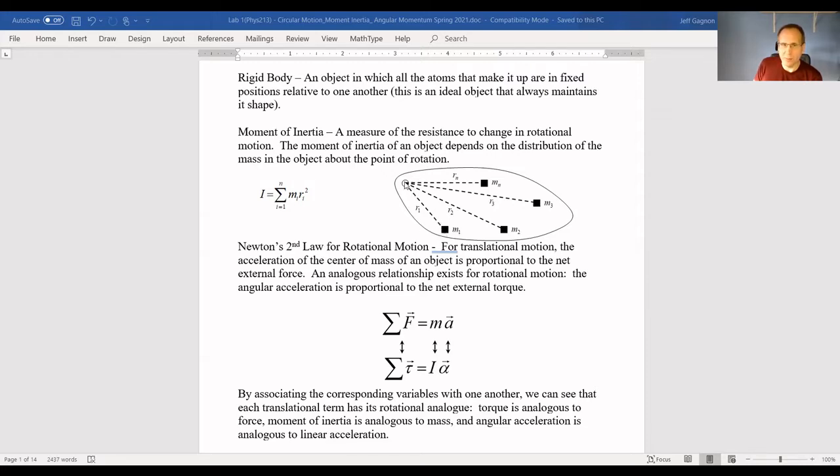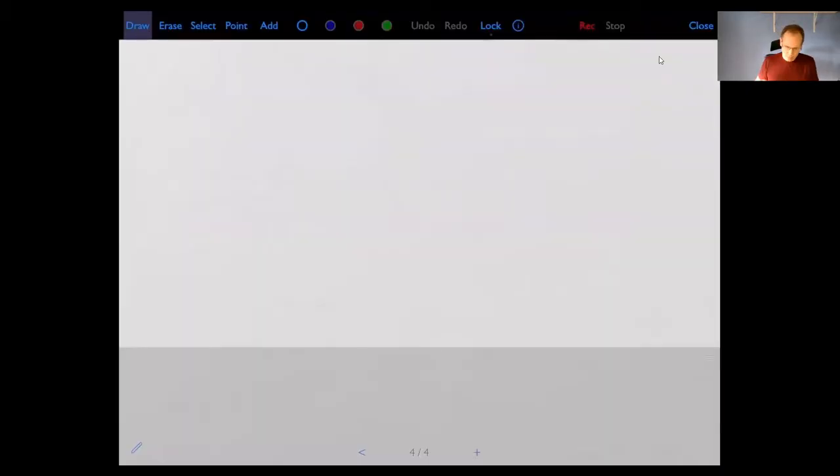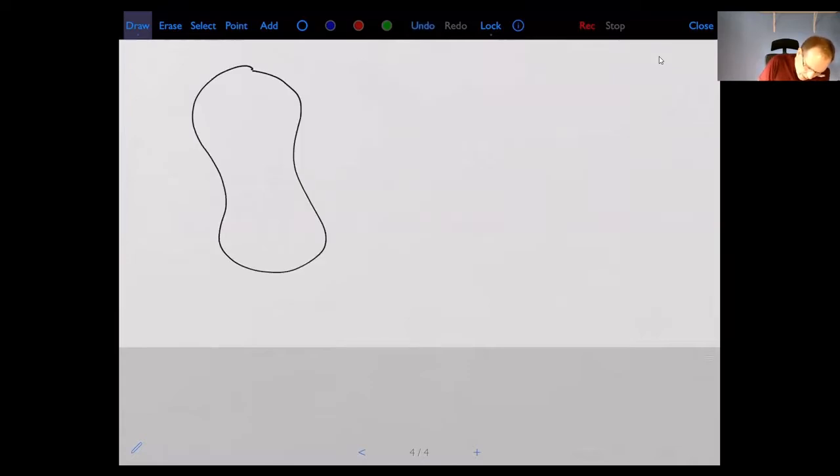Okay, let me jump on the iPad for a second to explain this a little bit further. Okay, so again, let's say we have this object. Let's say the axis of rotation we're going to choose, and we can choose any point we want to calculate the moment of inertia about. Let's say we choose this point right here as the axis of rotation.